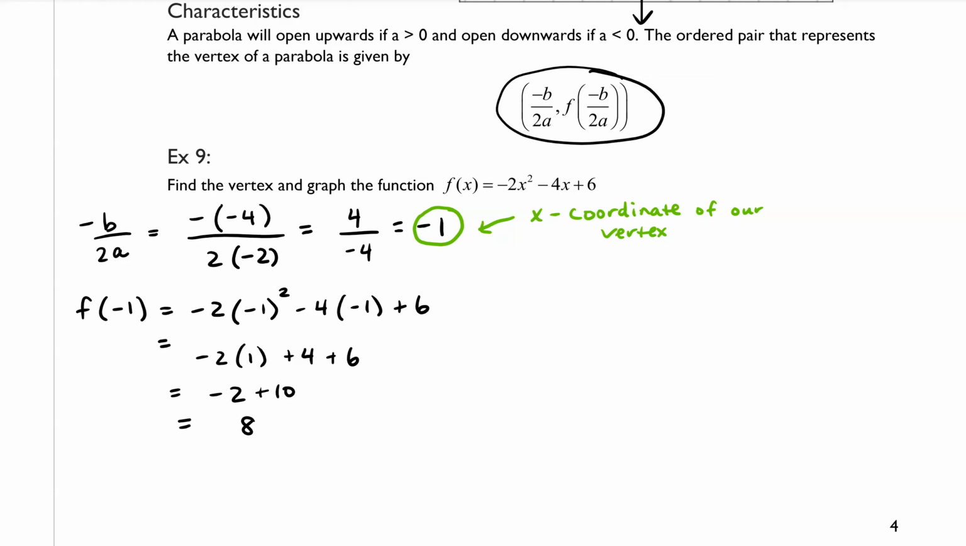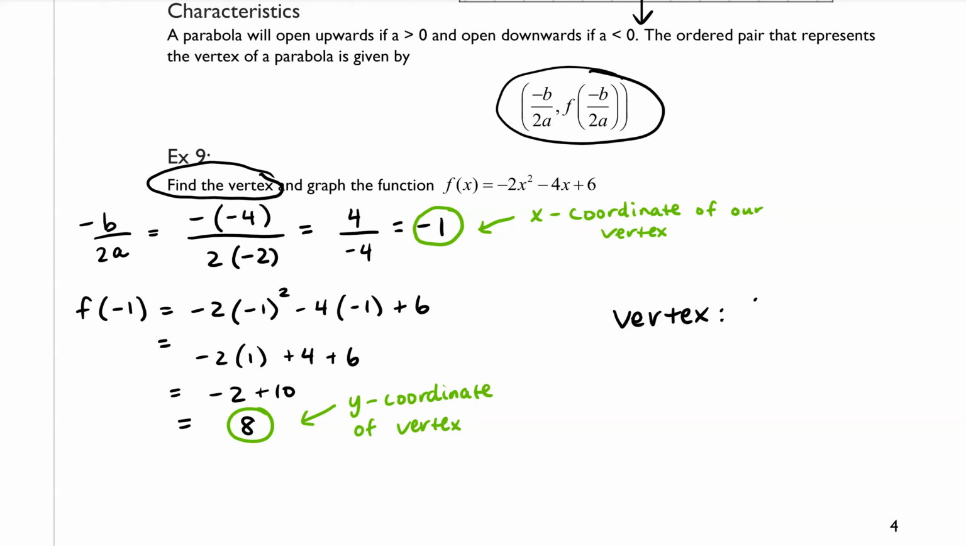So then this value here is the y-coordinate of our vertex. So the first part of the problem asks us to find the vertex, so we want to explicitly state that out. So our vertex is the ordered pair negative 1, 8. And then the second part of the question asks us to graph it.